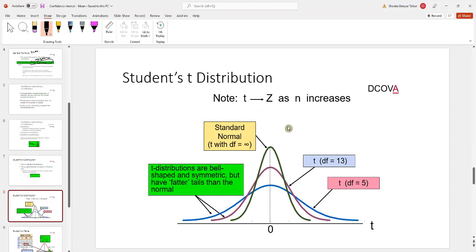If you look at this graph, the t-distribution almost looks like a normal distribution. It's bell-shaped and symmetric, but it has fatter tails than the normal distribution. The normal distribution is the green one in the middle. Then I have two t-distributions, and as you can see, the tails are a little fatter. The blue graph has 5 degrees of freedom, and the burgundy graph has 13 degrees of freedom. As n increases, the t-distribution approaches the z distribution. That's when n gets larger.